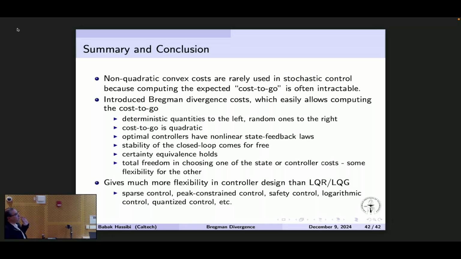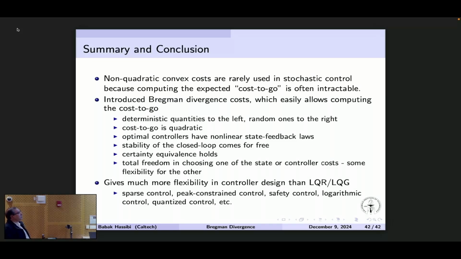The optimal controllers are nonlinear state feedback laws. Stability comes for free. Certainty equivalence holds: if you don't observe the state and you have estimates of it, you just plug the estimates into your control law. There's total freedom in choosing either the cost on the state or the cost on the controller, as I showed you. But once you choose one, the other you have some flexibility with, but you cannot choose it. I cannot say I want an L1 cost on the state and an infinity cost on the control. I can choose one, and then the other one I can play around with the M parameter until I like what I see.